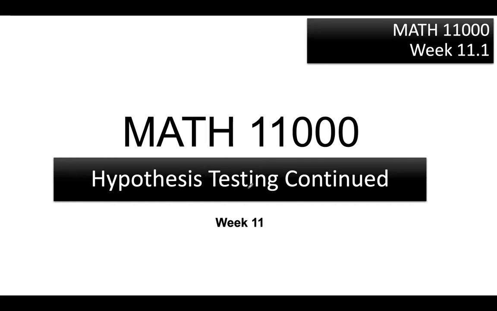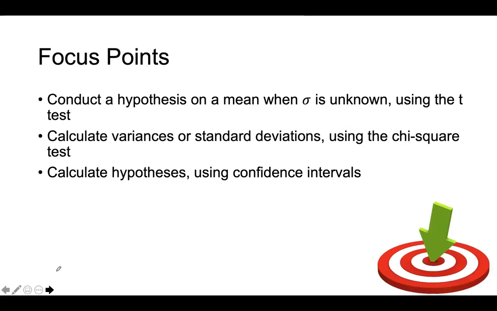So we're going to be talking about hypothesis testing and continuing this topic in week 11. We're going to be conducting a hypothesis test on a mean when sigma is unknown using the t-test. We're going to calculate variances or standard deviations using the chi-square test. And we're going to calculate the hypothesis using basically confidence intervals. So it's actually quite repetitious from what we previously did.